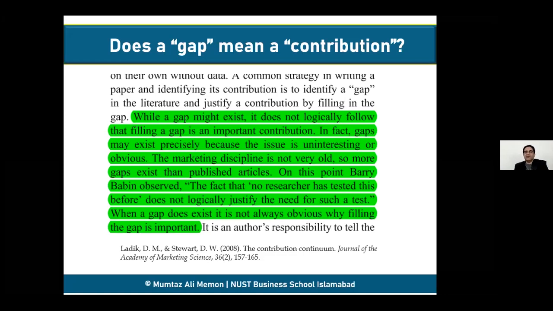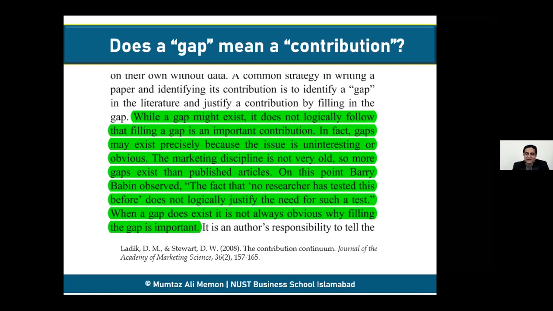Why am I saying so? Because I have reviewed so many theses, and I have been examining so many theses, and what students usually mention is, doctor, I found this base paper, and that paper is saying that if you add this moderator, it will be a contribution, it will be something new. So they go to one paper and find a future direction, and come back saying this paper is saying I should include this moderator, and this is my contribution. A gap does not mean a contribution unless you justify that it's important.